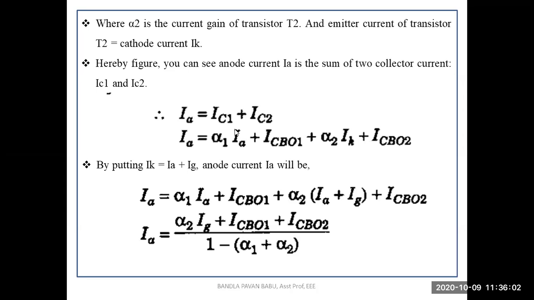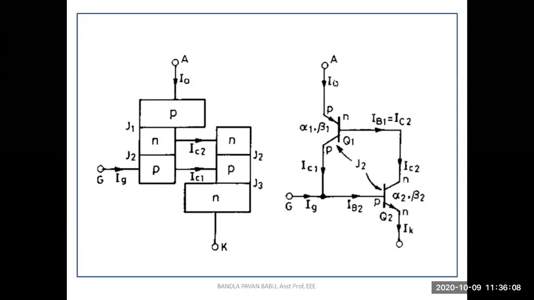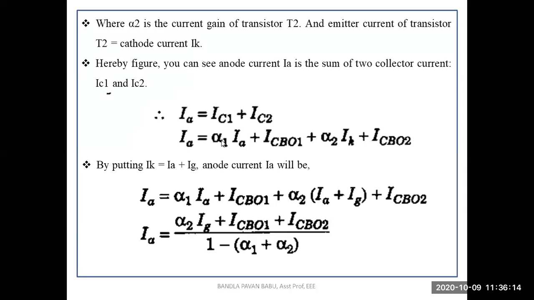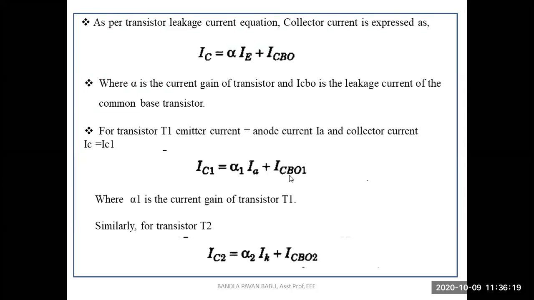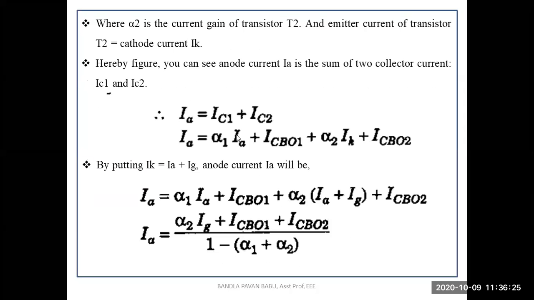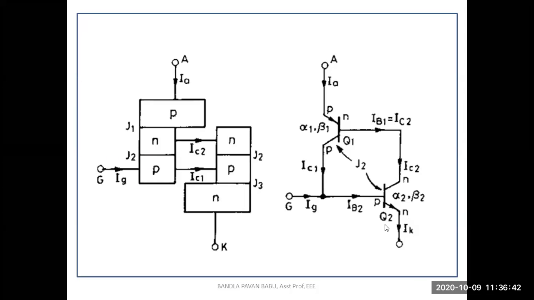Thereby the anode current IA gives the combination of both the currents, that is IC1 plus IC2. Substituting the values: IC1 equals alpha 1 into IA plus ICBO1, and IC2 equals alpha 2 IK plus ICBO2. Substituting these values in IA equals IC1 plus IC2, we get IA equals alpha 1 into IA plus ICBO1 plus alpha 2 into IK plus ICBO2. Now by substituting the value of IK, what is IK here? This is the emitter current.